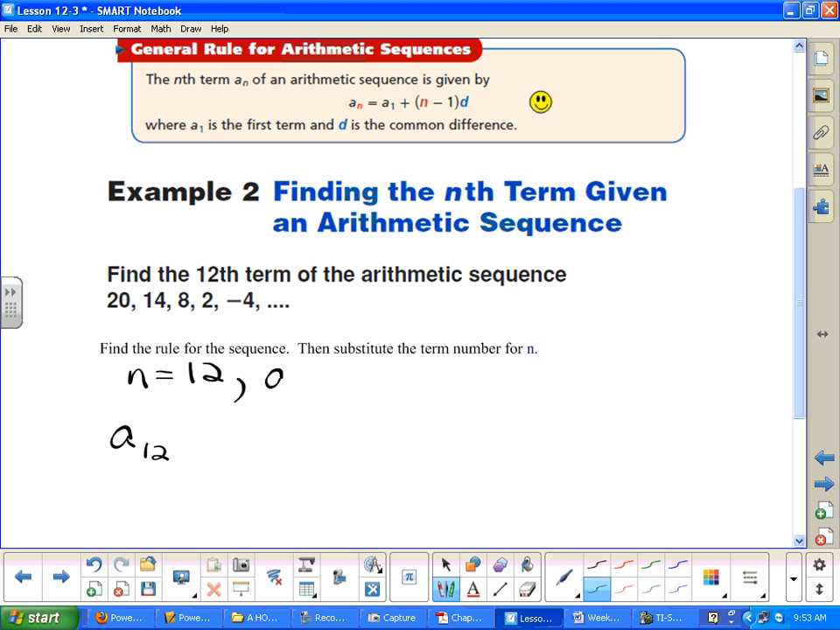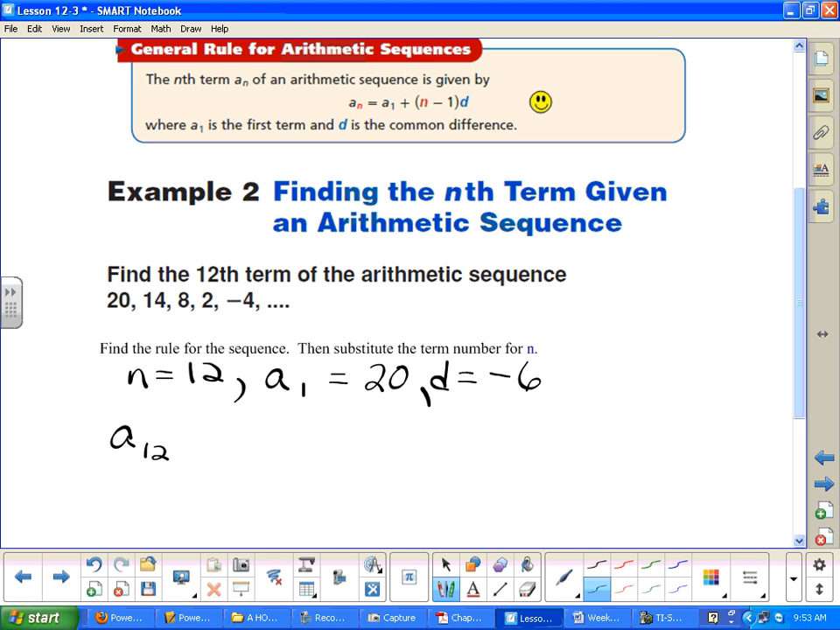So I need to know what is the first term, a sub 1, and what is the common difference. So we've got 20, 14, 8, 2, and negative 4. All right, what's a sub 1? 20. Okay, it's the first term. a sub 1 represents the first term, so in this case, that's 20. And the common difference in this case is negative 6. It's going down by 6, so it's negative 6.